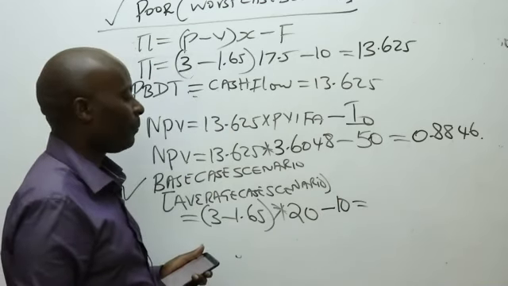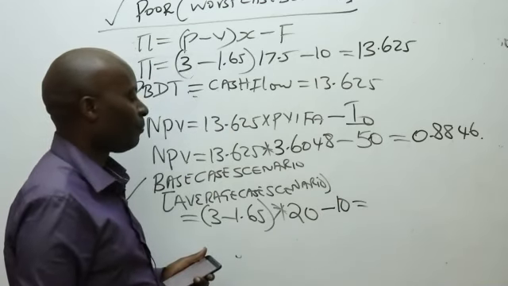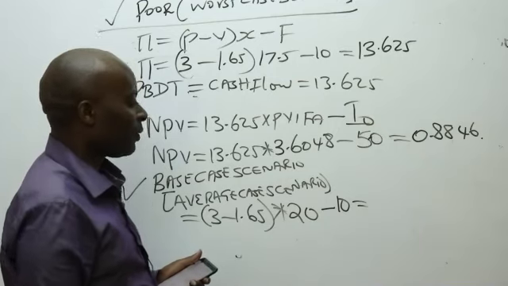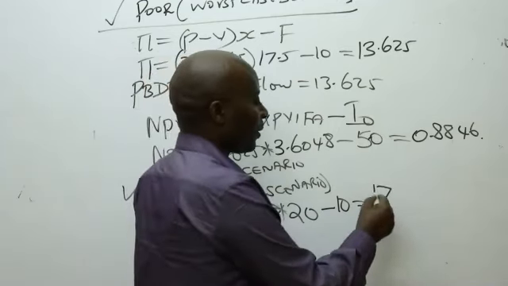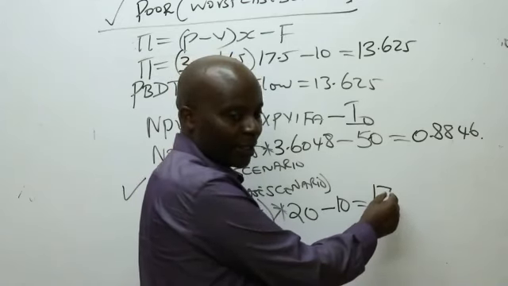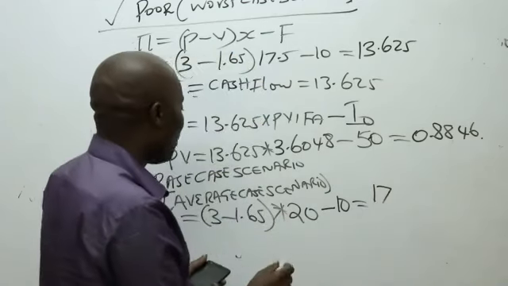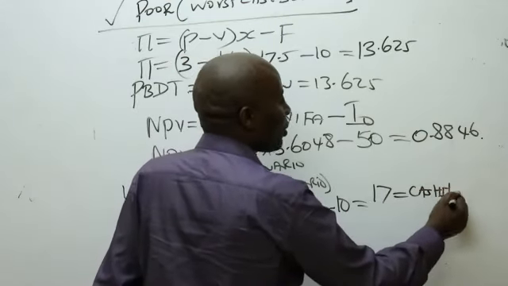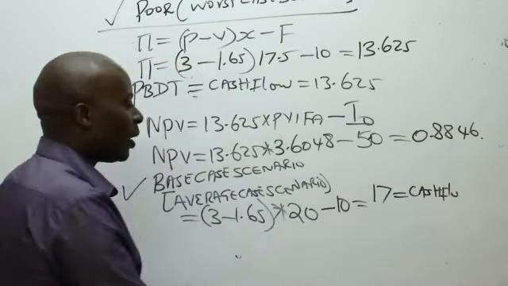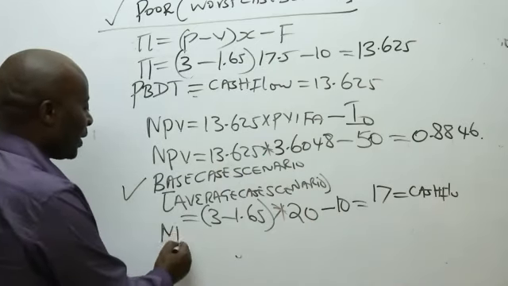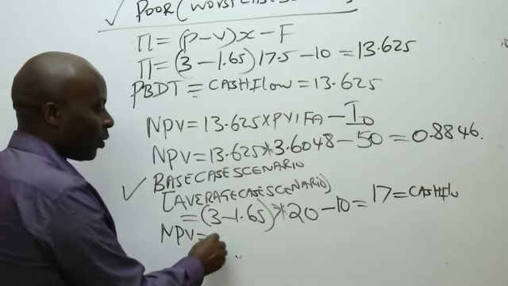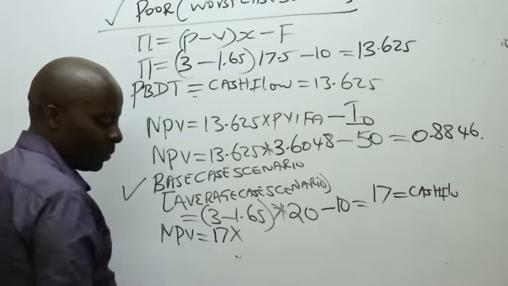Somebody here? 17. 17, eh? Point, how much exactly? 17. And remember, whatever you have here is your cash flow. So please go ahead and discount this figure for you to give us net present value. So the net present value here will be equal to 17 times the PV FAR.